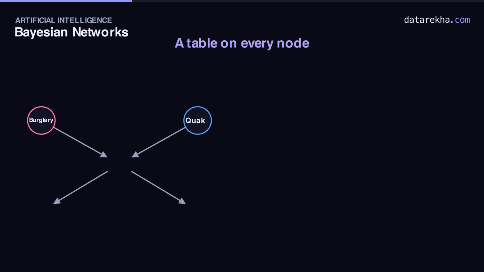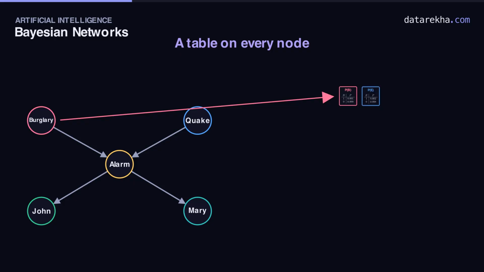The graph tells you who influences whom, but we still need real numbers. So every node carries a small conditional probability table, a CPT, giving the chance of that node's value for each combination of its parents. Start at the top. Burglary has no parents, so its table is just a plain prior, a rare 1 in 1,000 chance. Earthquake, likewise, 2 in 1,000.